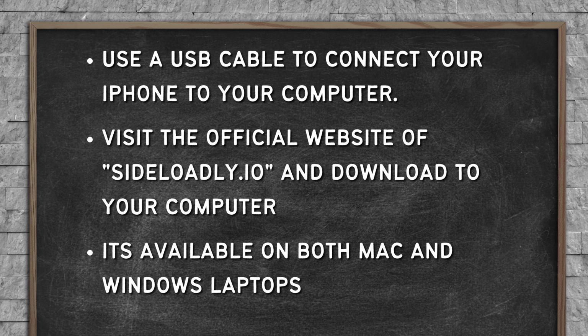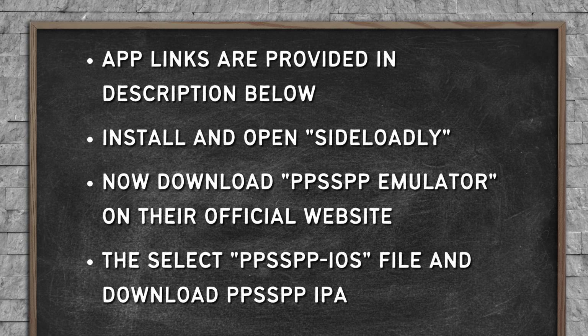Visit the official website on sideloadly.io and download it to your computer. It's available on both Mac and Windows laptop. App links are provided in the description below. Install and open Sideloadly. Now download the PPSSPP emulator from their official website.